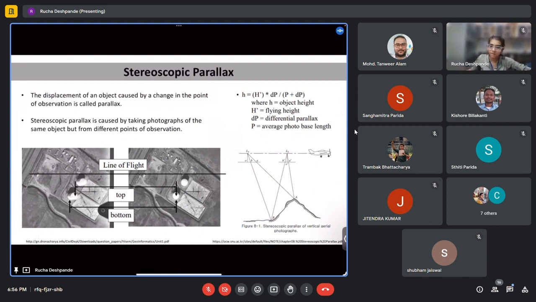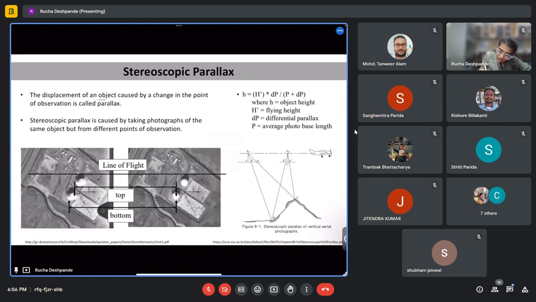Okay. So let's look at the concept of stereoscopic parallax. So this stereoscopic parallax is the displacement of an object caused by change in the point of observation. So that is called parallax, and stereoscopic parallax is caused by taking photographs of the same object from different points of observation. So look at this figure on the right bottom.